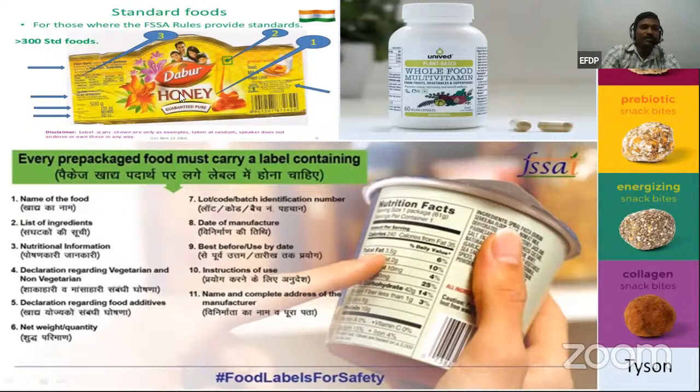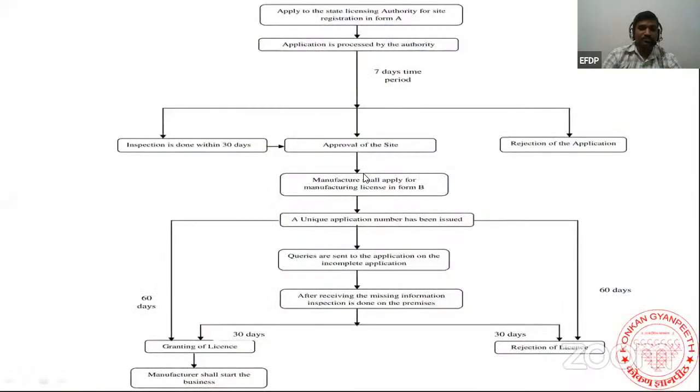Then, among Indian companies, Dabur Honey, you can see the various labeling conditions that are required: the nutritional value, and the functional aspects, which additives we added. Likewise, we have to cover all these points in the label claim. So that is one of the hearts, that's why I call it that.